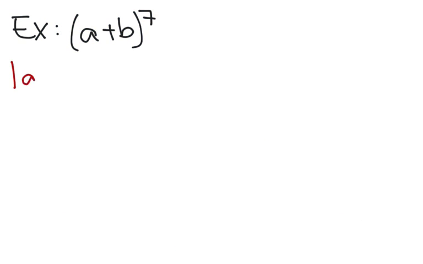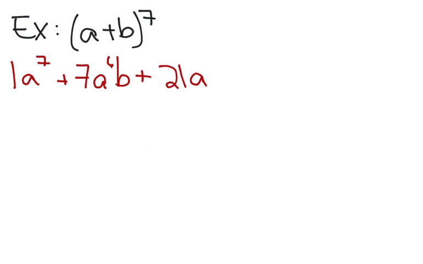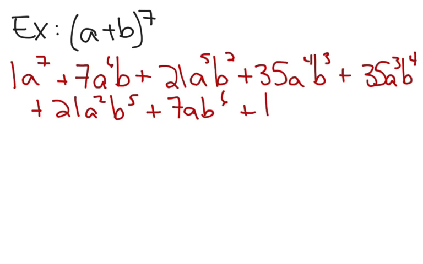The first one's going to be 1a to the 7th, plus the next term is going to be 7a to the 6th, b to the first, plus the next term was 21, a to the 5th, b to the second. The next term is going to be 35, a to the 4th, b to the 3rd. And the next term is going to be 35, a to the 3rd, b to the 4th, plus 21 a to the second b to the fifth, plus 7 a b to the sixth, plus 1 b to the seventh. And that would be the expansion of a plus b to the seventh.